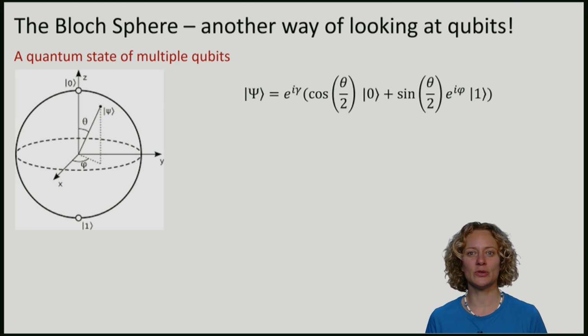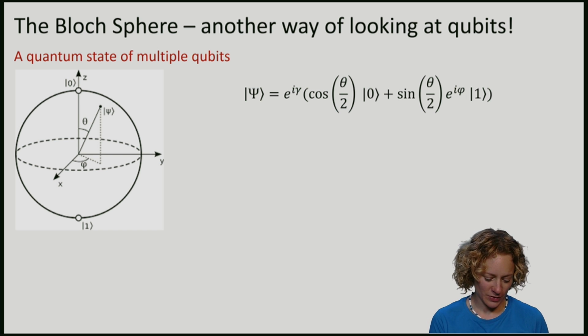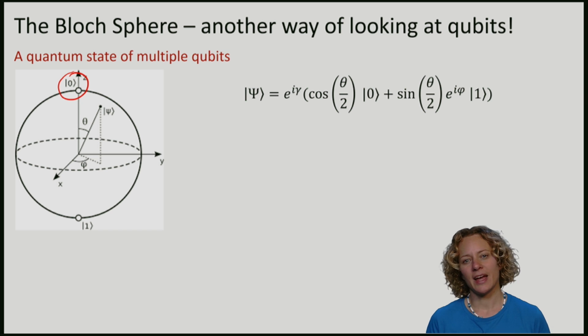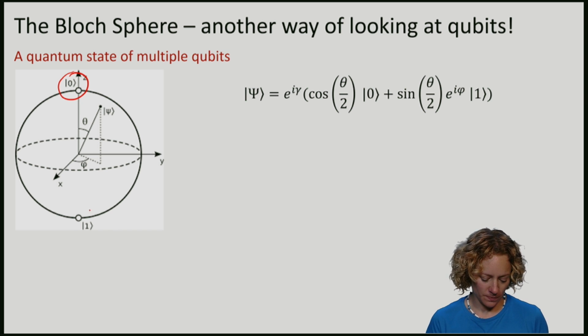Sometimes it is useful to use a different representation to write qubits. This is known as the Bloch sphere representation. It only works for one qubit and not for many. Let's imagine that instead of using the standard basis, 0 and 1, we associate the 0 to the up direction and the 1 to the down direction.